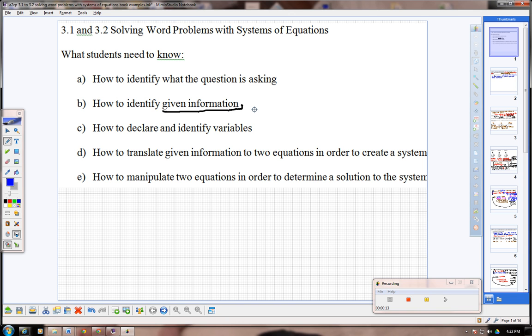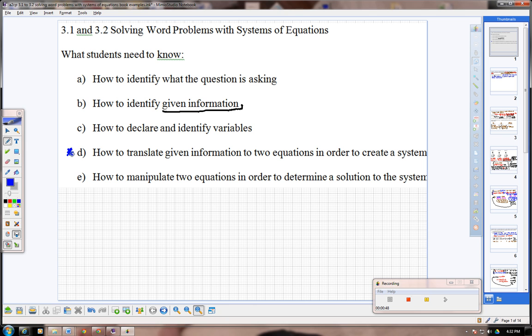Feel free to pause at any time if you want to see some of these slides and read over it. Just pause so you can see it, because I'm going to be clicking through very quickly. How to declare and identify variables. Okay, translating given information to two equations. Now this one right here is what many students are struggling with.